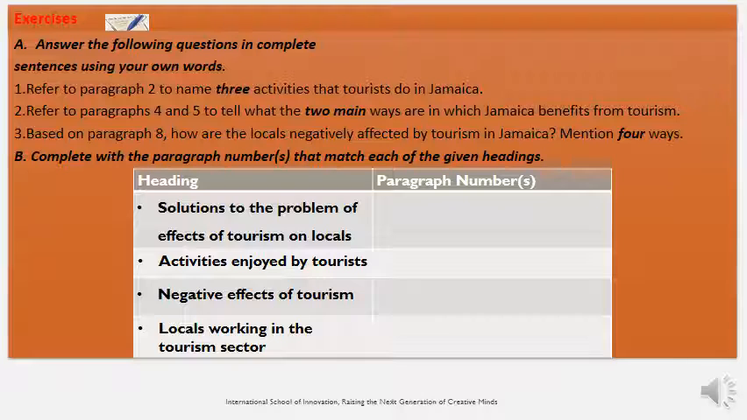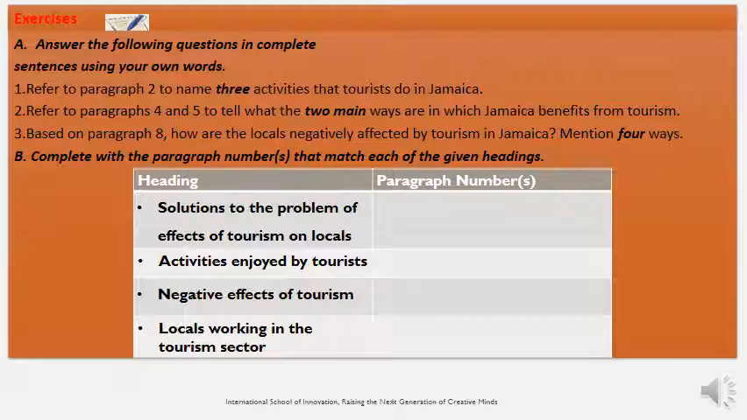Refer to paragraphs 4 and 5 to tell what 2 main ways are in which Jamaica benefits from tourism. We mentioned them while reading paragraphs 4 and 5, and we said that they benefit from the money that they gain. They say they pay this money on healthcare and education. They also benefit concerning employment, because the locals are having jobs due to tourism.